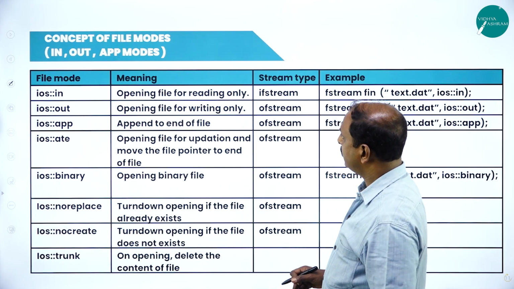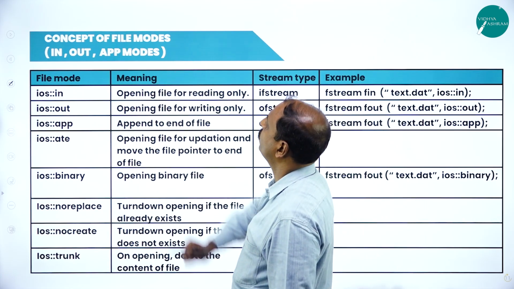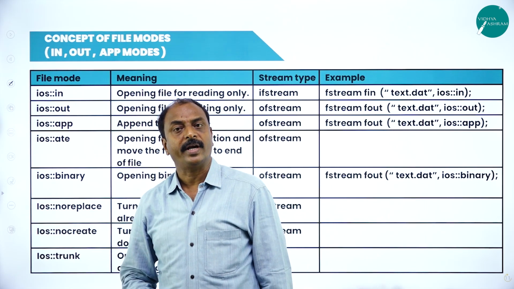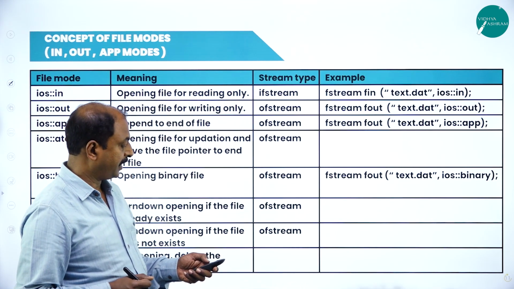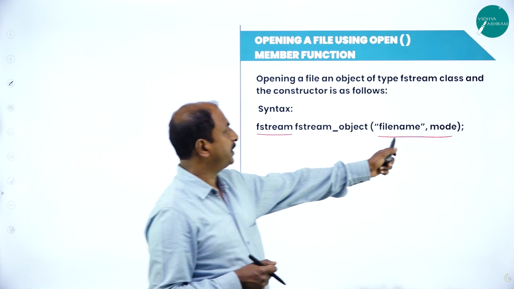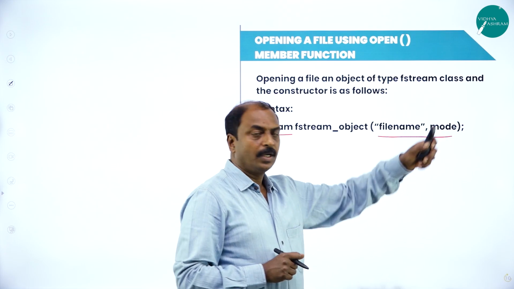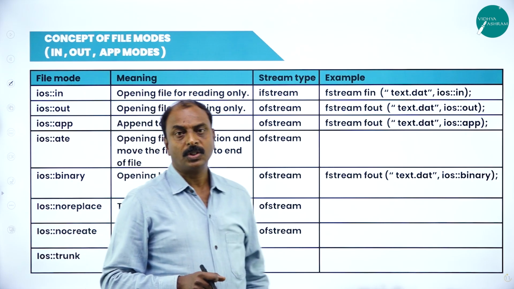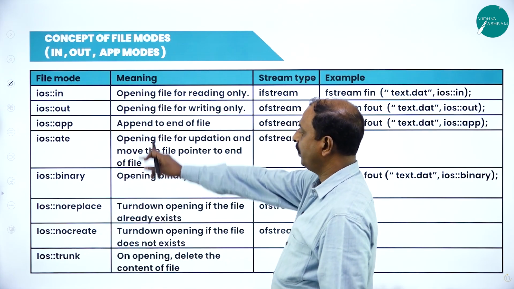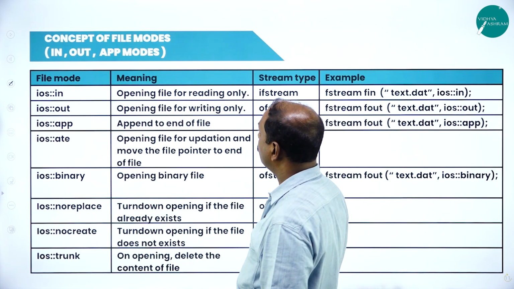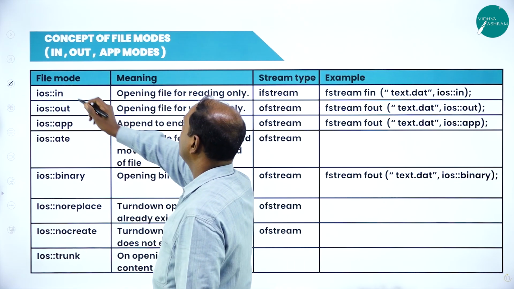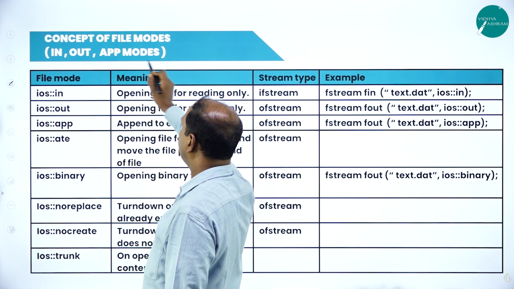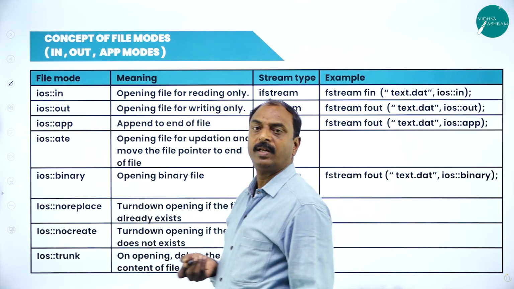Here we have the concept of file modes. What is the concept of file modes? If you look at the previous slide, we have given the syntax: file name, comma, mode. So this is what we are going to talk about now. These are the modes of opening a file. Here we have different modes: in, out, app, and other file modes.